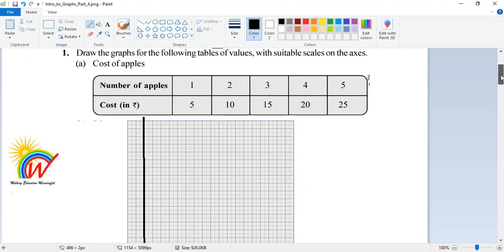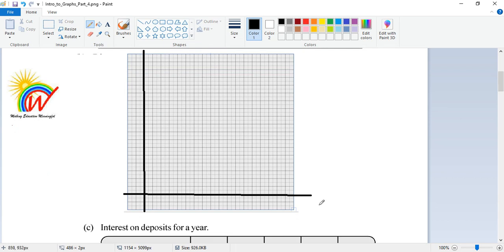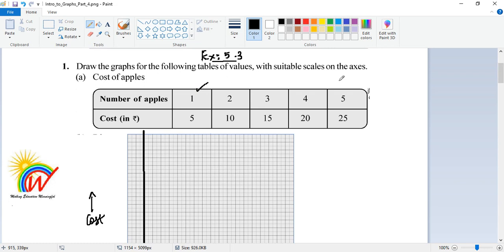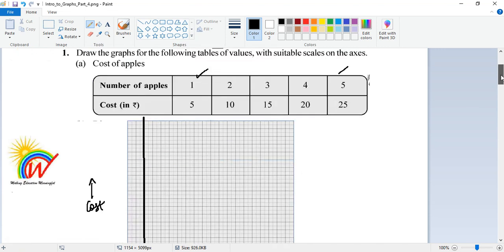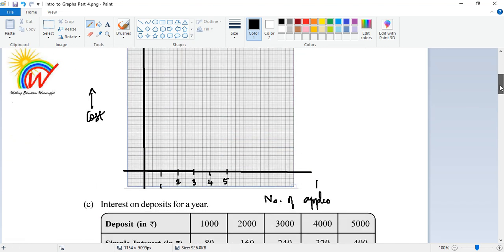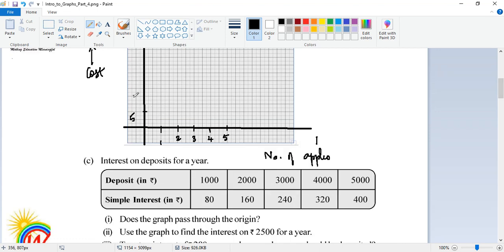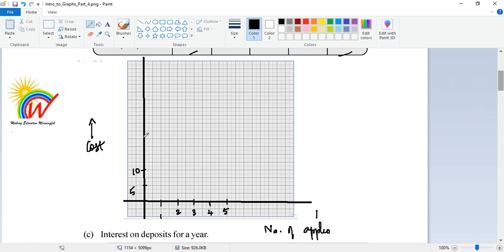Number of apples, we can draw on the x-axis. So in the x-axis you will say number of apples, and on the y-axis you are going to say cost. Here it ranges from 1 to 5, so we just have to write 1, 2, 3, 4, 5. And on the y-axis you have from 5 to 25. So let us take 5, 10, and 15, 20, and 25.